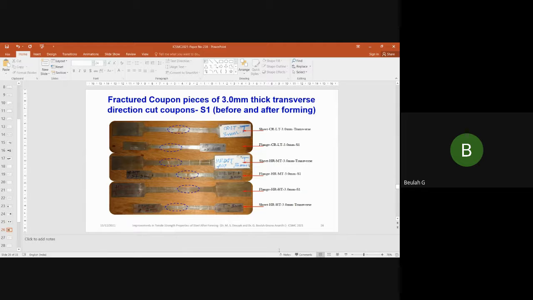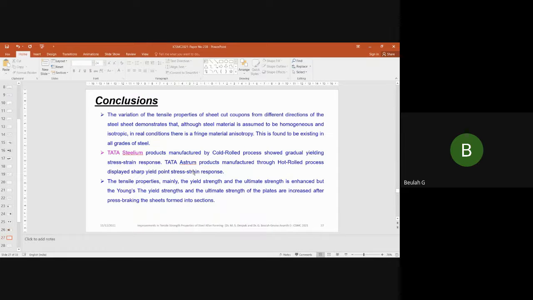So this is the fracture mechanisms, the various shapes of the fractures which you can observe in the longitudinal direction and in the transverse directions for the coupons which are cut on the web portions and flange portions respectively.